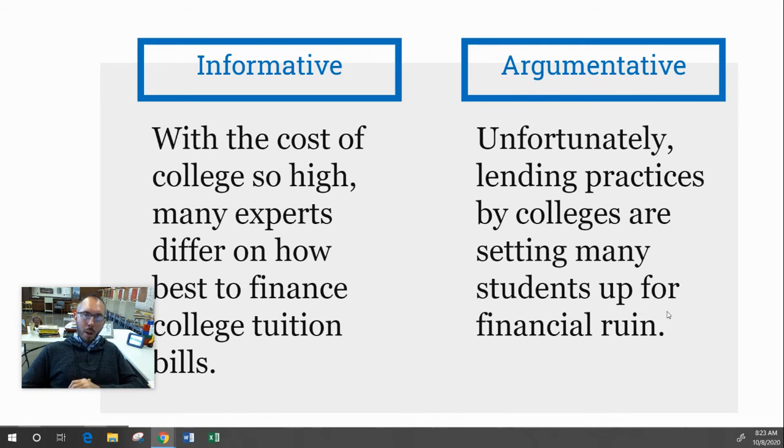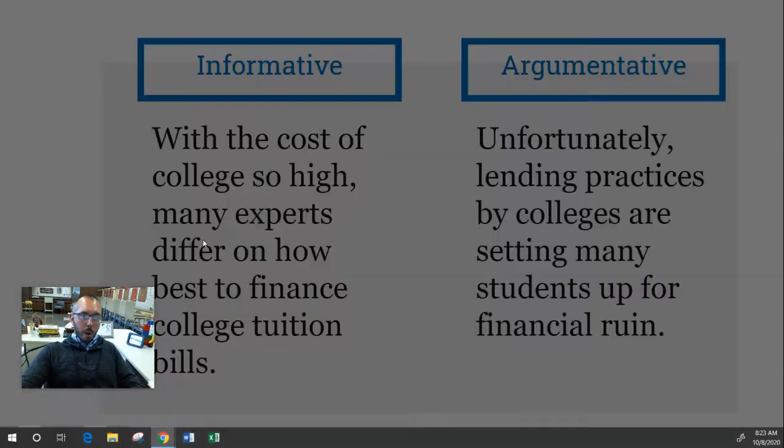An informative paragraph is very different. I'm hosting a dinner party. I'm saying, listen, we all know the cost of college is high. We have many experts that are gathered together today, and they differ on how best to finance college tuition bills. Let's hear from source A first and now source B. Here, you notice how I'm kind of directing traffic in an informative lit review, whereas in an argumentative paper, I'm arguing for a specific viewpoint.